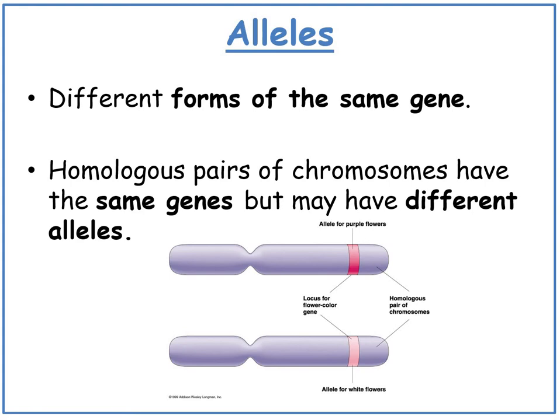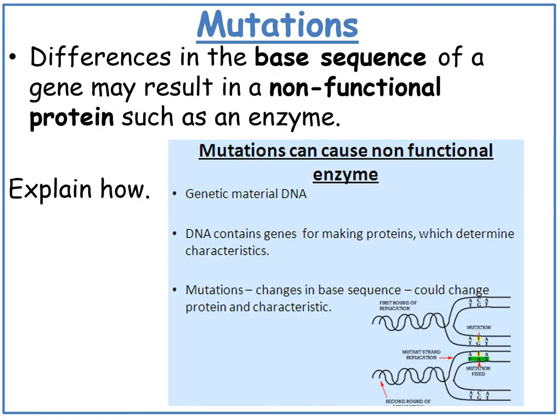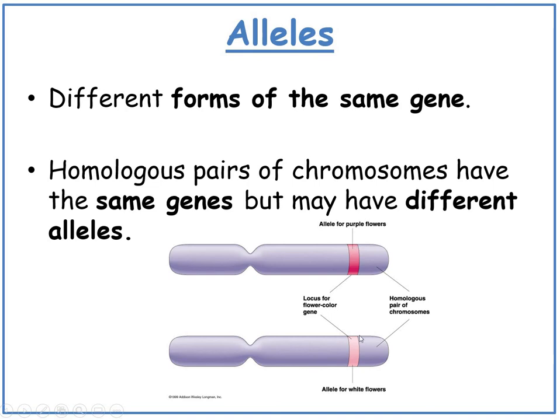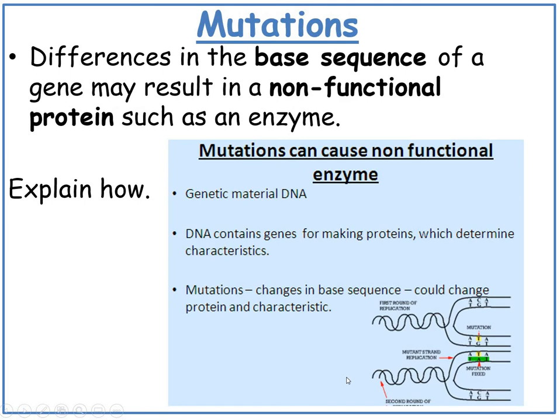Alleles are different forms of the same gene. So homologous pairs of chromosomes have the same genes but have different alleles. So you can see here that this is the gene for flower colour, but it might have the allele for purple flowers and the allele for white flowers.